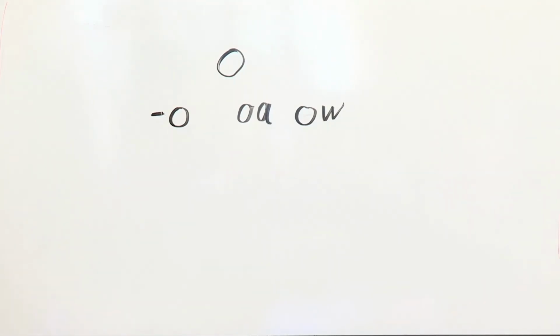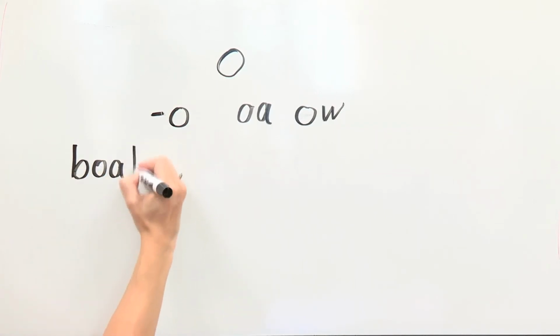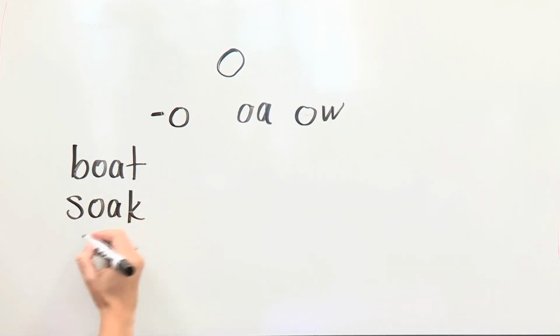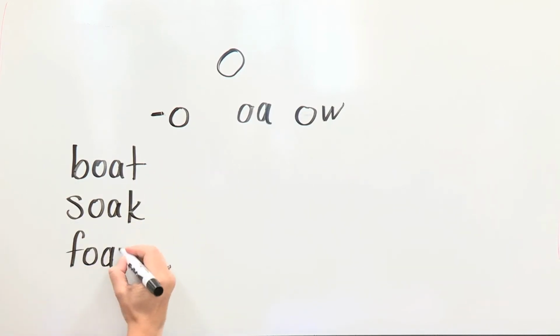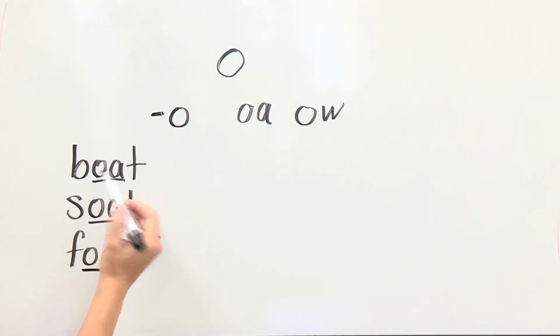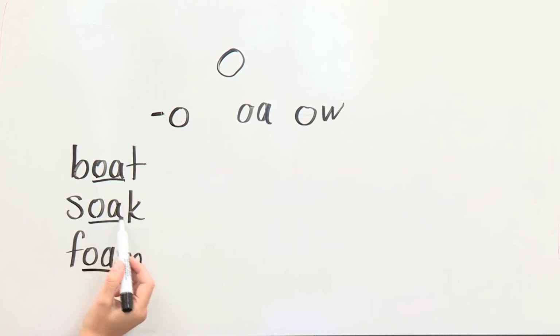Okay. So if we look at the pattern OA, we have, all right, boat, soak, foam. All right, long O in the middle of a word. These are all one syllable, right? Spelled O-A together. So we can go back to that funny saying, when two vowels go walking, the first one does the talking. So we say the long O here, not the long A. So soak, foam, boat.